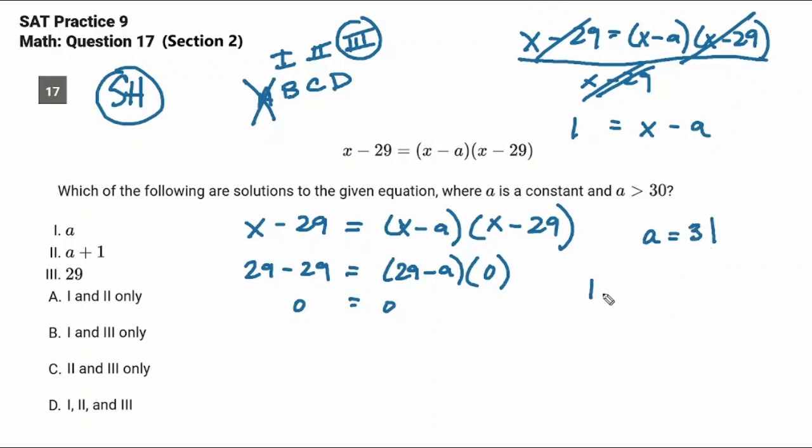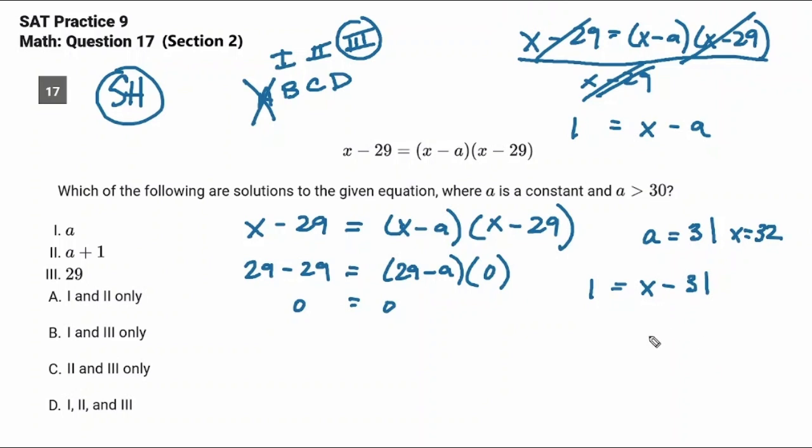If we did that, we'd have 1 equals x minus what? 31. And then what would x be? X would be easy, it'd be 32. Well, what can we figure out here? Between Roman numeral 1 and Roman numeral 2, what's going on? Well, at least in this one case that we found, x is a plus 1, isn't it?